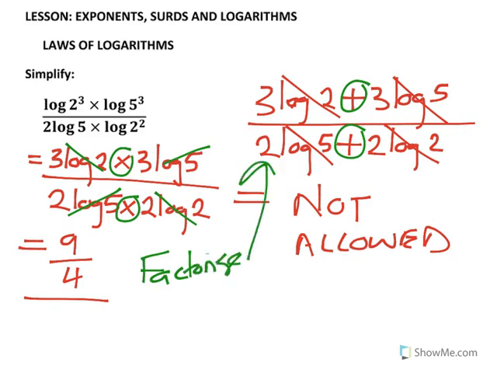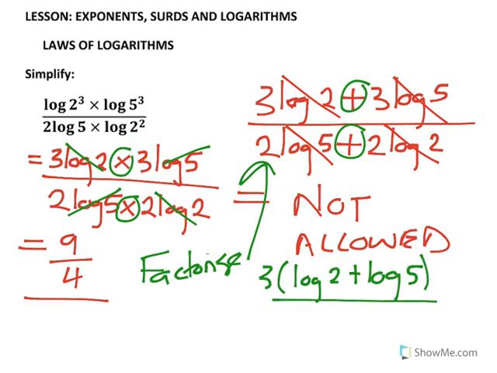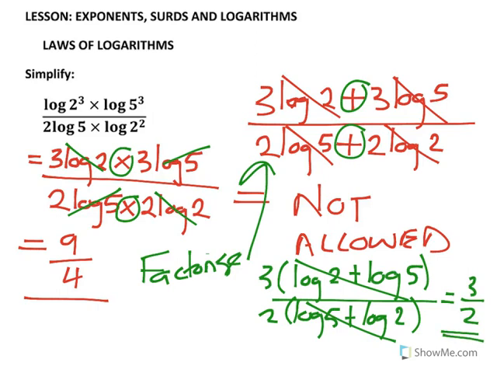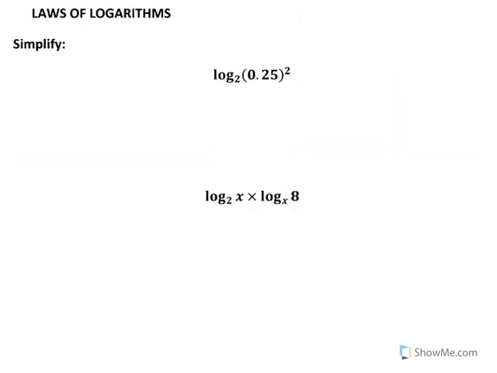Here, you factorize. How do you factorize? Take 3 out. Let me use a different pen now. Take 3 out there. When you take 3 out on top, you are going to have log 2 plus log 5. At the bottom, what are you going to take? You're going to take 2 out. You're going to get log 5 plus log 2. You see? Now log 2 plus log 5 is the same thing, so you can cancel, and your answer is 3 over 2. Please be careful of that.